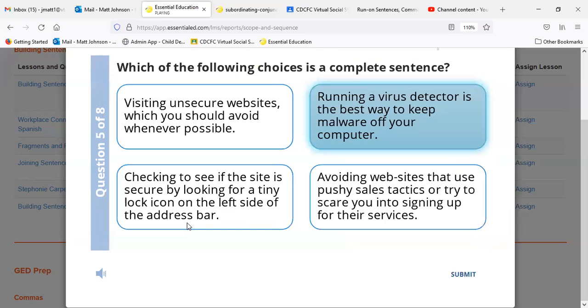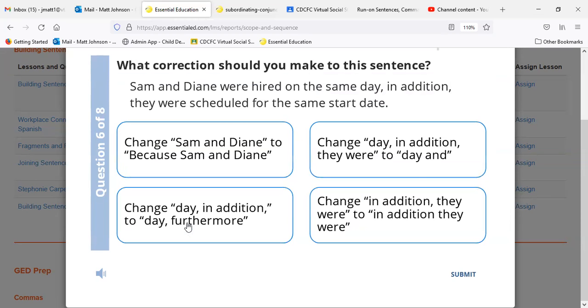Running a virus detector is the best way to keep malware off your computer. A few more here. Sam and Diane were hired on the same day. In addition, they were scheduled for the same start date. So we know right away that's not how you're going to combine two sentences, or combine a subordinate clause with the independent clause. That is incorrect. In addition does not stand alone like that. So we found what we need to change. Now, how do we do it?